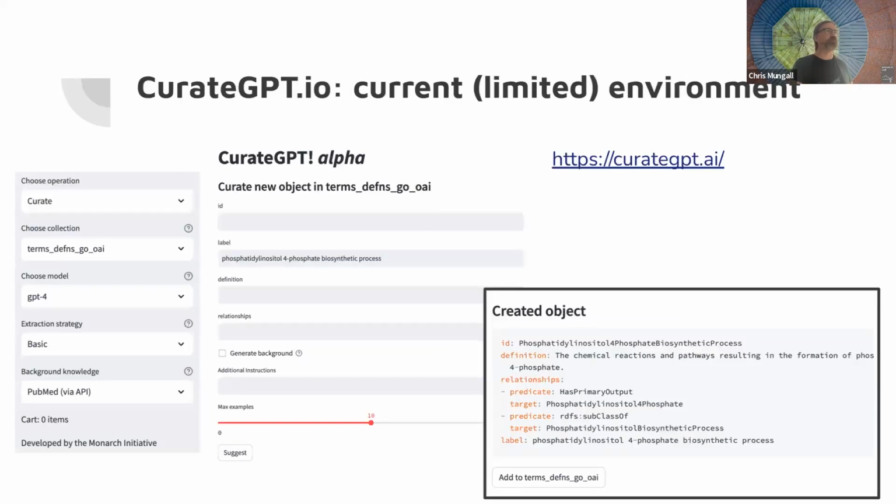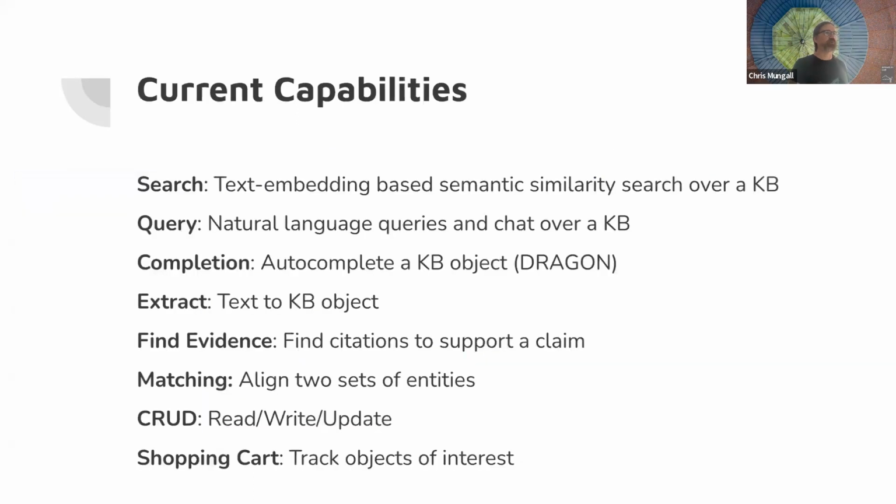Anyway, we're not quite there yet, but we have a very clunky and preliminary UI. I think it's down at the moment, actually. Sorry, I meant to restart it before this, but CurateGPT.io. And this is the current environment. It's a very simple app. It's built using a framework called Streamlit. And I'll walk you through some of the current capabilities. So the basic overview is that you can do various things with this UI. You can do search over a knowledge base. You can do querying and even chat with a knowledge base.